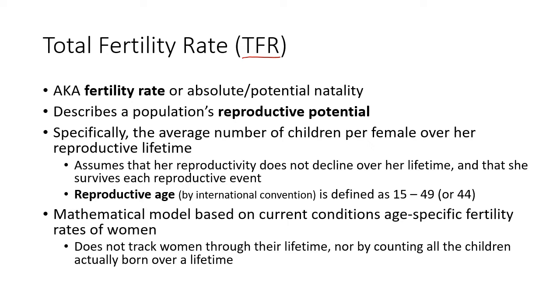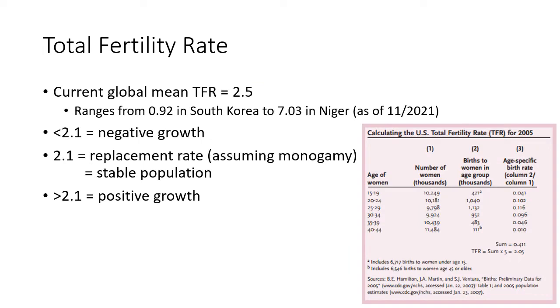Okay, so we're looking at how many children a woman in a specific society is expected to have over her lifetime. To put a few numbers on that, right now the global mean total fertility rate is 2.5. That means that all of the women around the planet at reproductive age are expected to have 2.5 children on average. Obviously some women are going to have 0, some women are going to have 5, and it's going to average out to be 2.5.